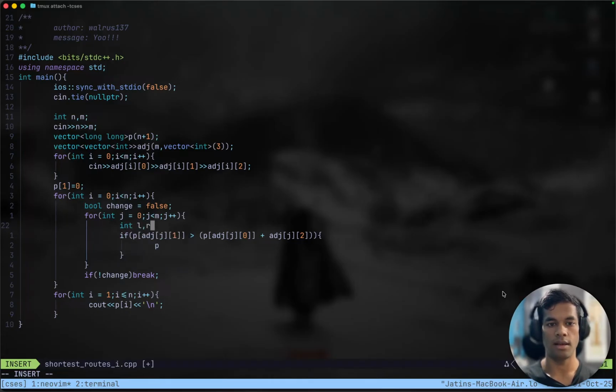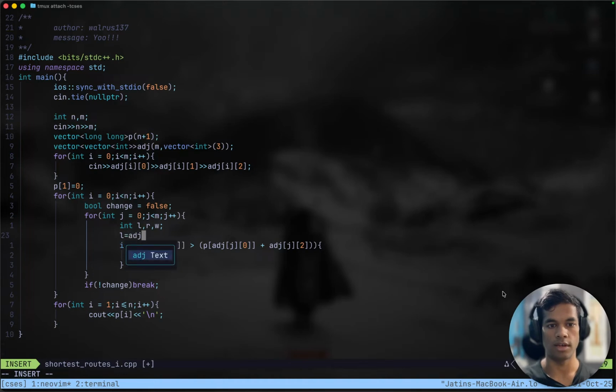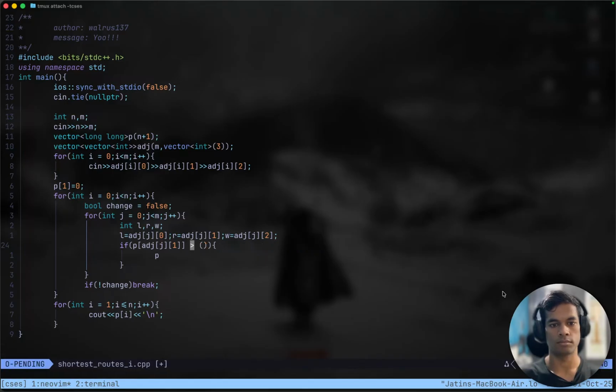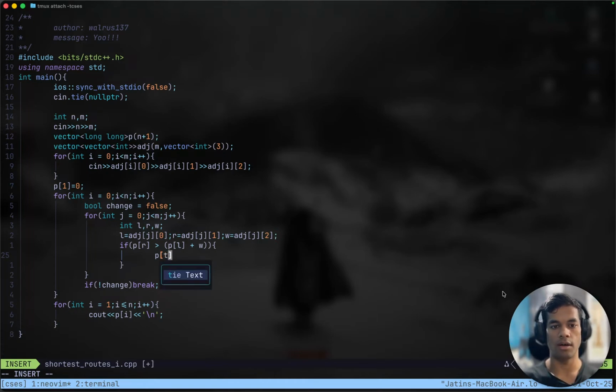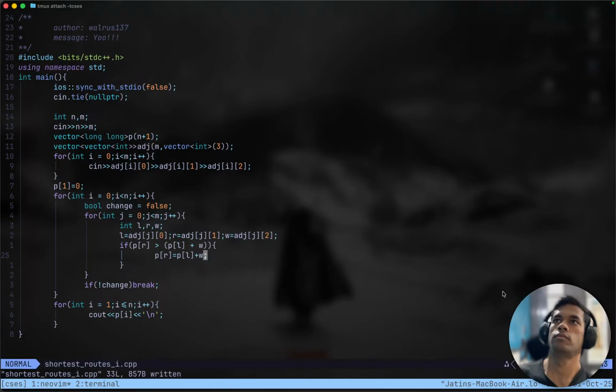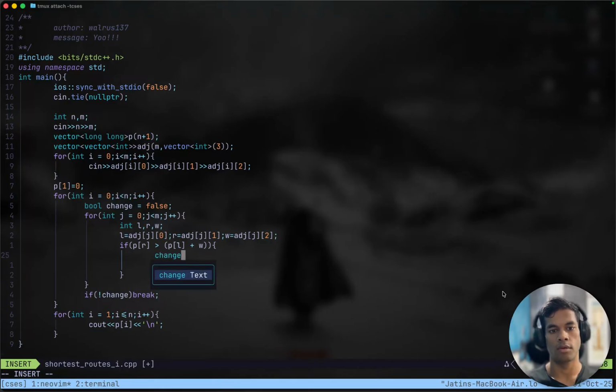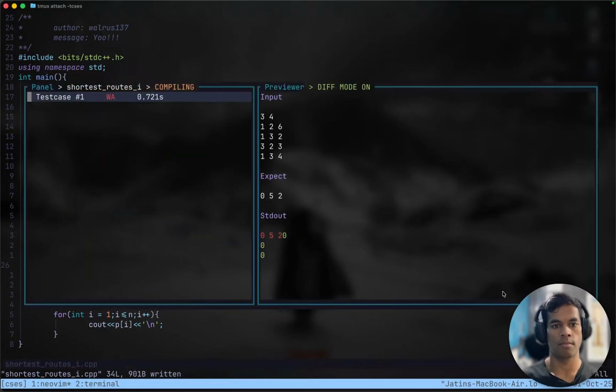and I think it will be better to take these values outside: int L, R, and W. L equals ADJ J0, and R equals ADJ J1, and W equals ADJ J2. P to get to the right edge is greater than P to get to the left edge plus W. If that is the case, then R equals P to get to L plus W. Yes. And that is about it. And also, if this is true, change equals true. Should have worked.